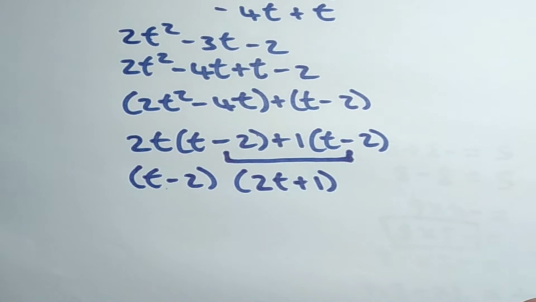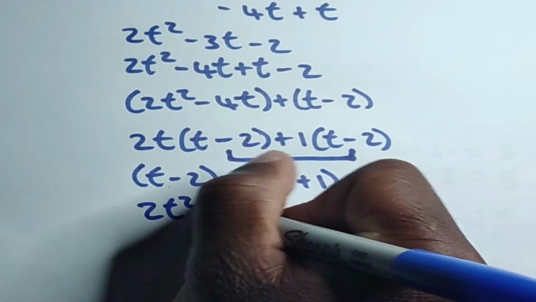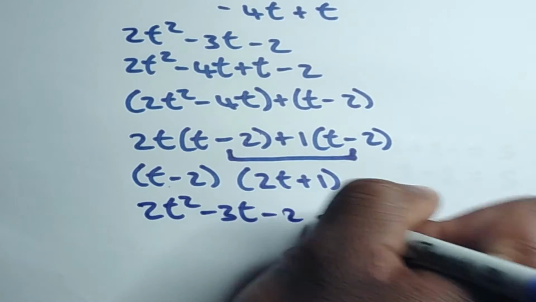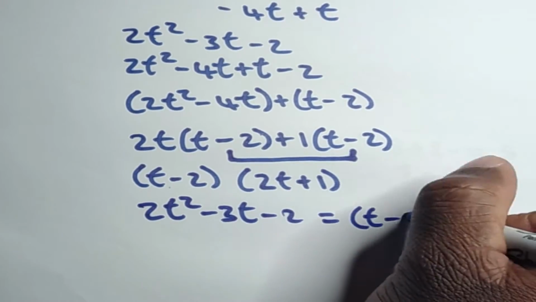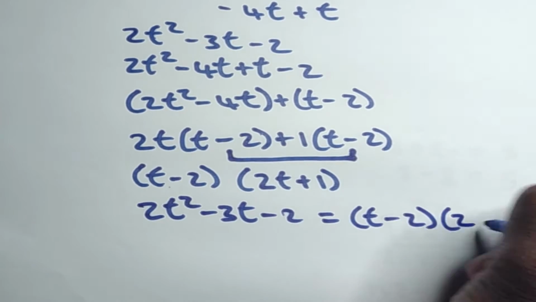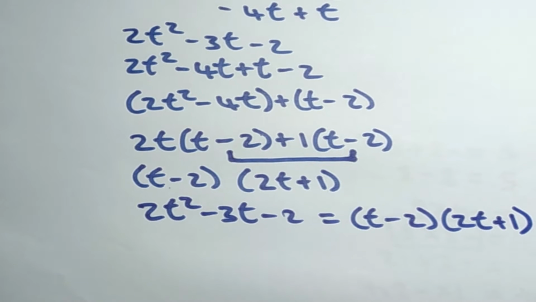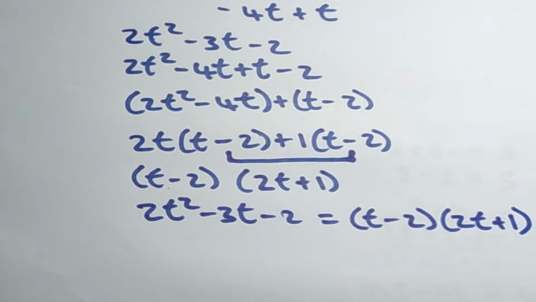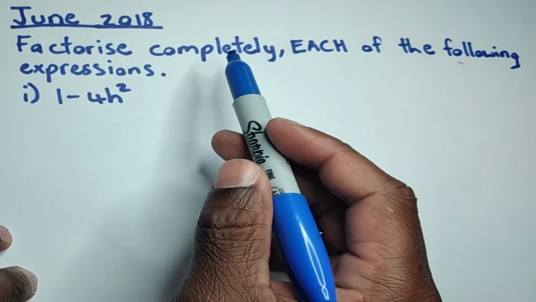So this is pretty much our solution. So that's pretty much it for this question. So 2t squared minus 3t minus 2 is equal to t minus 2 in one bracket and 2t plus 1 in the other bracket. That's pretty much the solution for part 3, and that's the end of the June 2017 paper. Now let's look at the question that was given on the June 2018 paper.